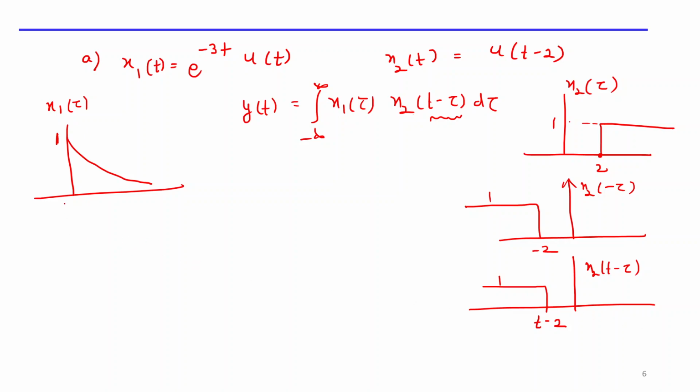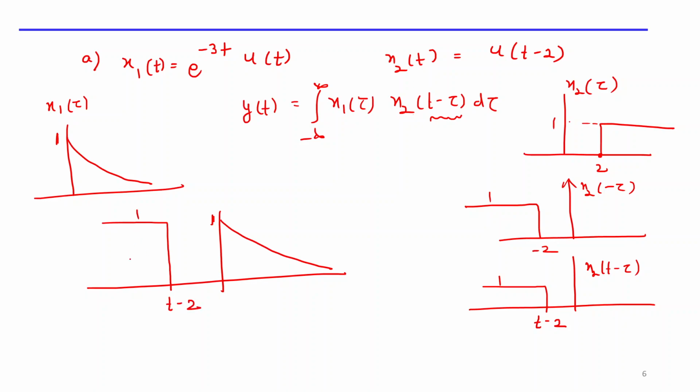Now you just multiply these two signals. Let's say like this. This one is the first signal. The second signal is something like this. This height is 1. Second height is also 1. This is t minus 2. This height is 1.